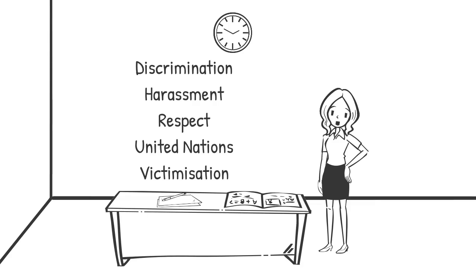Harassment is repeatedly threatening, humiliating and pestering somebody. Respect is showing consideration for someone's feelings, wishes or rights. The United Nations is an international organization that tries to encourage peace, cooperation and friendship between countries. Victimization is discriminating against someone unfairly.